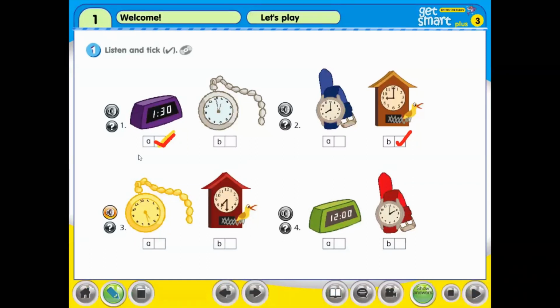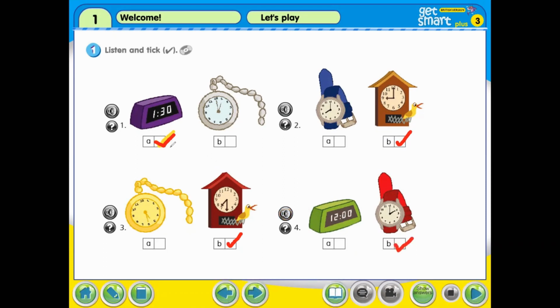What's the time, Lisa? Let me see. It's 7:30. What's the time, Lisa? Let me see. It's 7:30. Number 4. Mum, what's the time? It's 2 o'clock. 12 o'clock? No, it's 2 o'clock. Mum, what's the time? It's 2 o'clock. 12 o'clock? No, it's 2 o'clock.